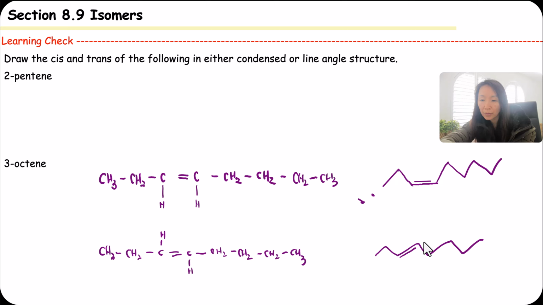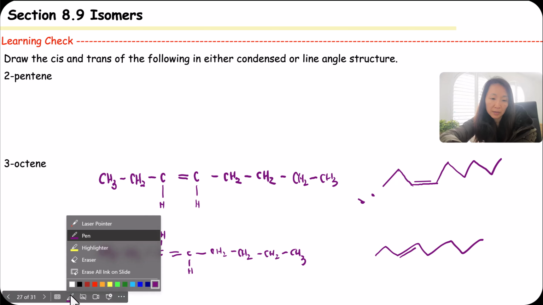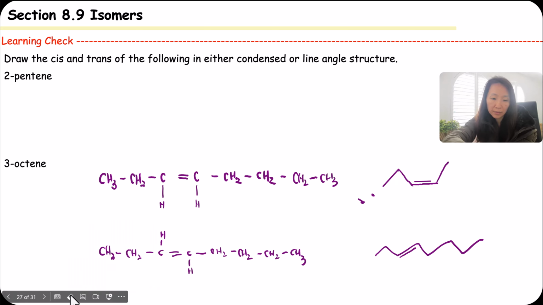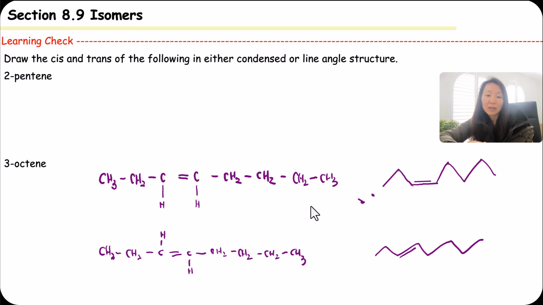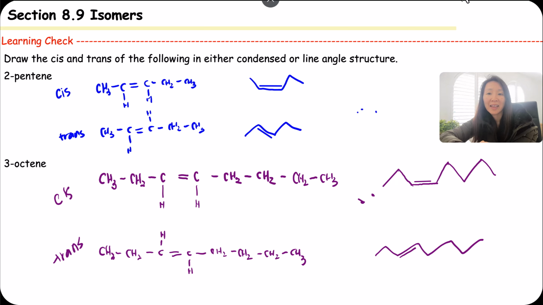1, 2, 3, 4, 5, 6, 7, 8. Oh, I think I drew a little too many lines. 6, 7, 8. All right. Let me see, 1, 2, 3, 4, 5, 6, 7, 8. Okay, so this one is my cis, and here's my trans. So this is cis-3-octene, trans-3-octene. Now you try it for the 2-pentene. And here is the key.